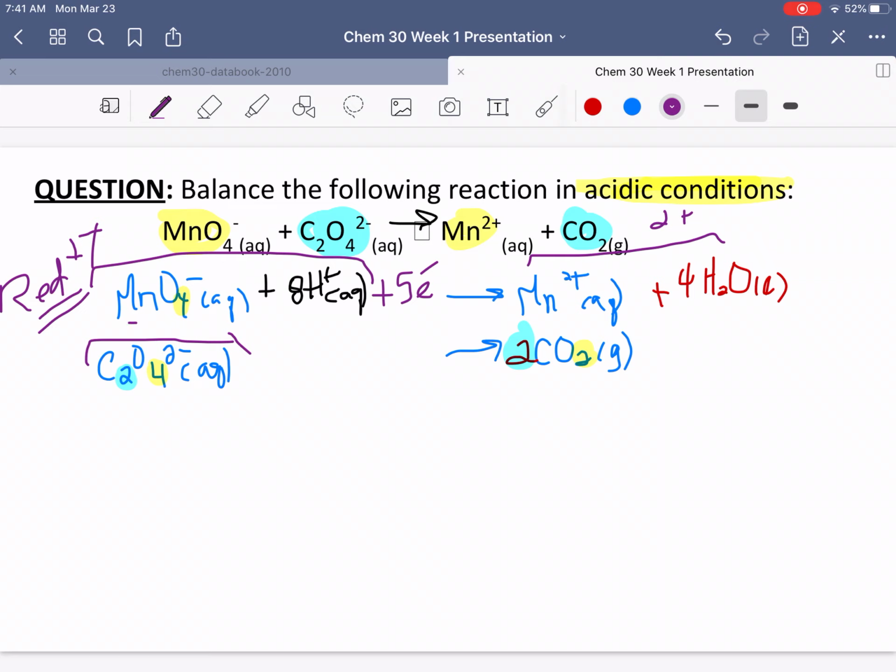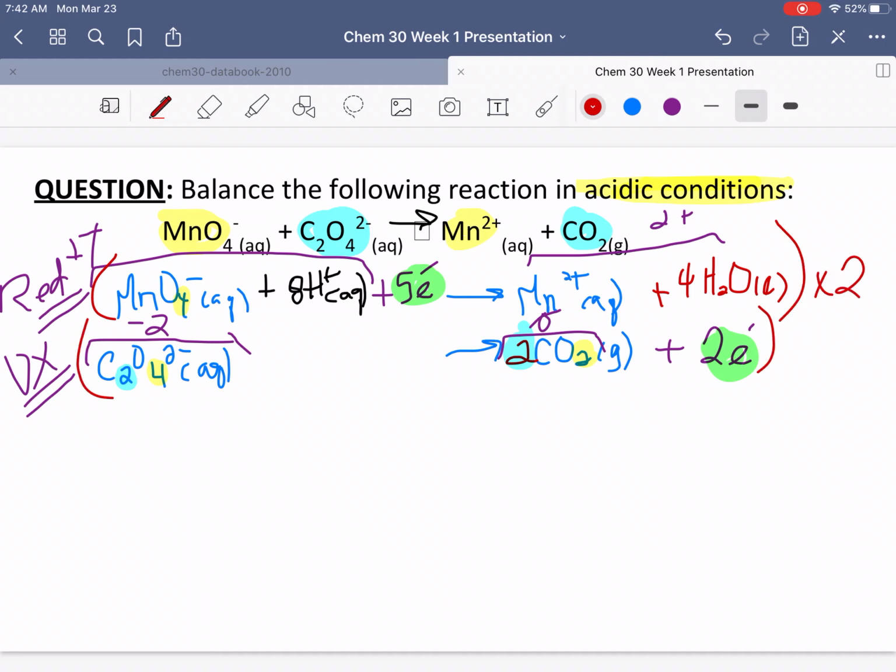Look at total charges to make sure you're right. Total charge on this side is negative 2. Total charge on this side is 0. Okay? Oh, then that works out great. Plus 2 electrons over here. I now have negative 2 on both sides, and this was oxidation. That's good. Step 6, we need to create our redox equation by balancing out electrons. I have a total of 5 electrons being gained and 2 electrons being lost. To balance those out, we're going to multiply the top equation by 2 and multiply the bottom equation by 5.